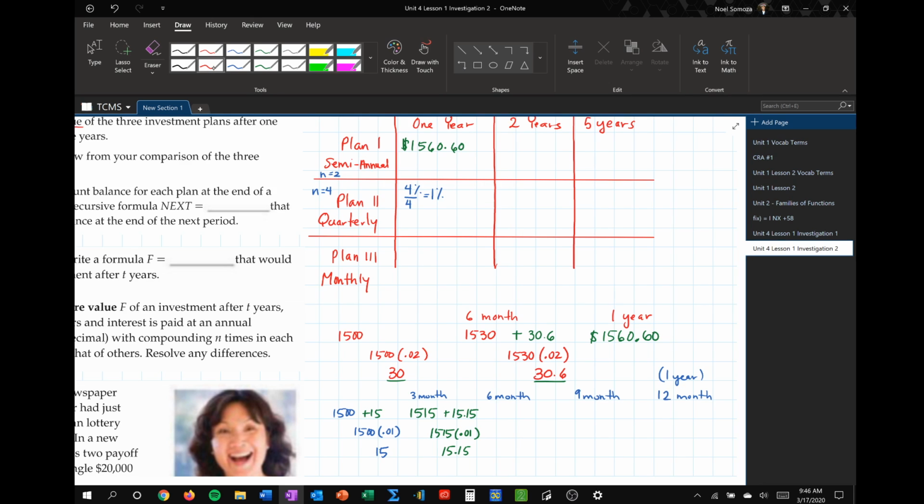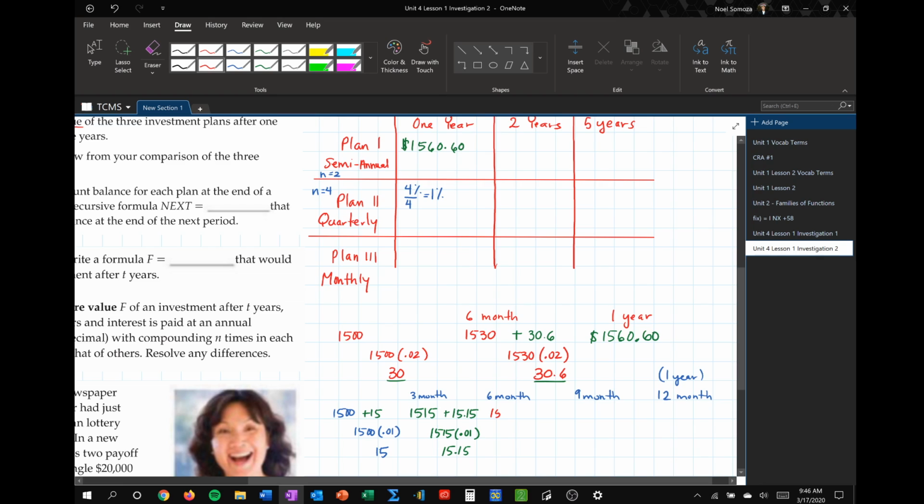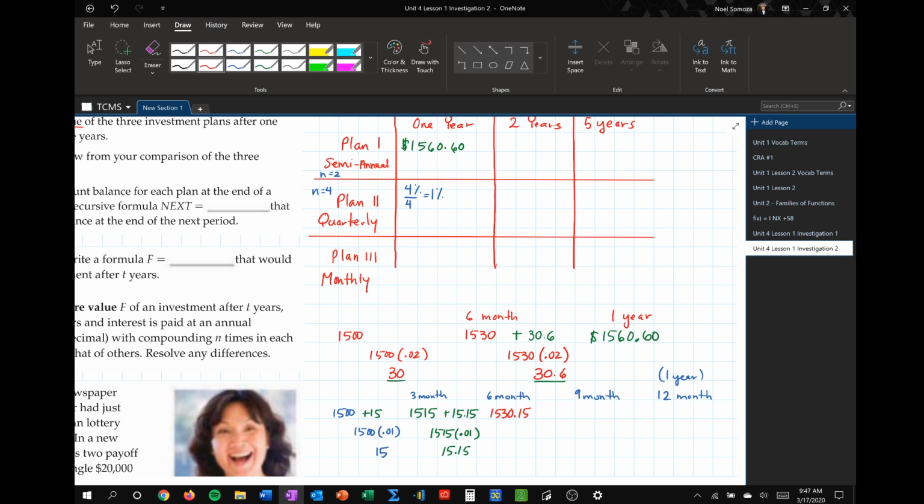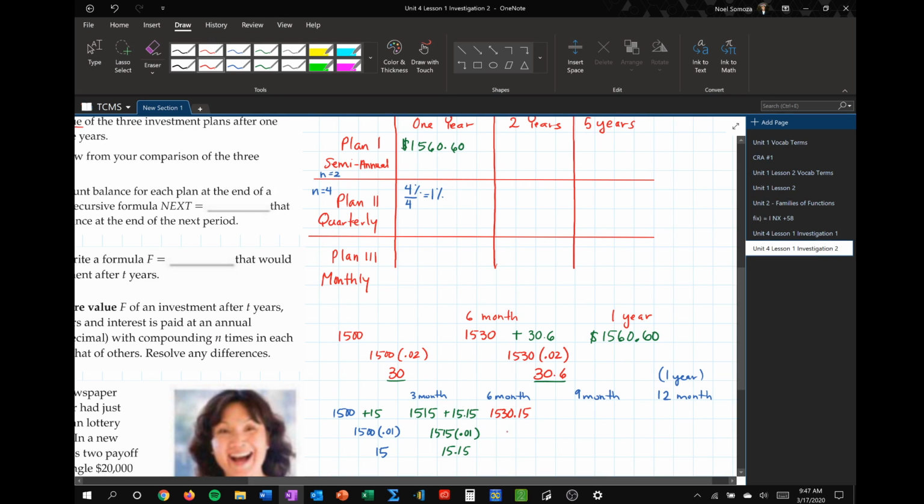Okay, so now I'm going into my 6 month, right? At 6 months, here's what I'm looking at. I got 1530 with 15 cents. Right, so far it's been done twice. Now we're going into how much am I going to get when I get to 9 months? Well, I do the same calculation. It's 1530.15, right? That's my current balance, and then I get 1% of that.